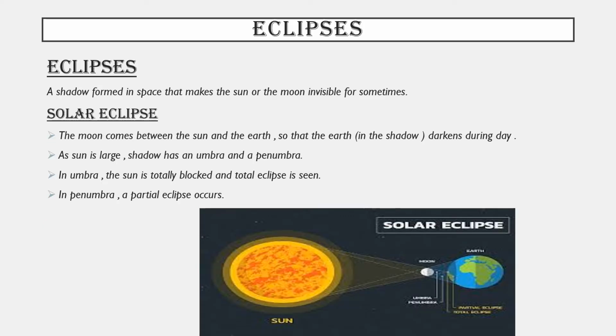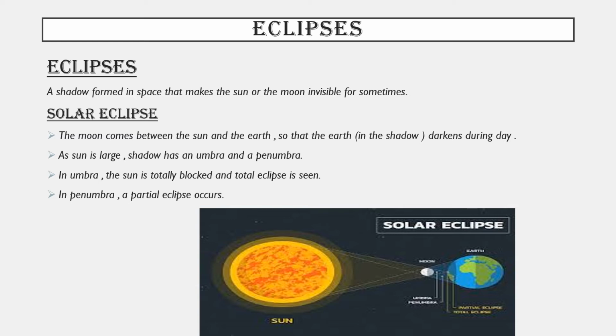Next, coming to eclipse. What are eclipses? A shadow formed in space that makes the sun or the moon invisible for some time. They are known as eclipses. So there are two types of eclipses basically. First one, solar eclipse.